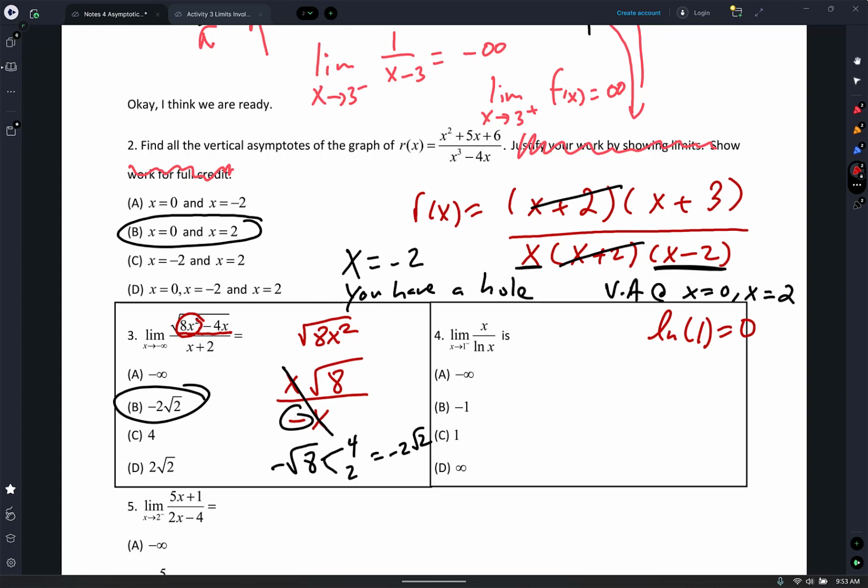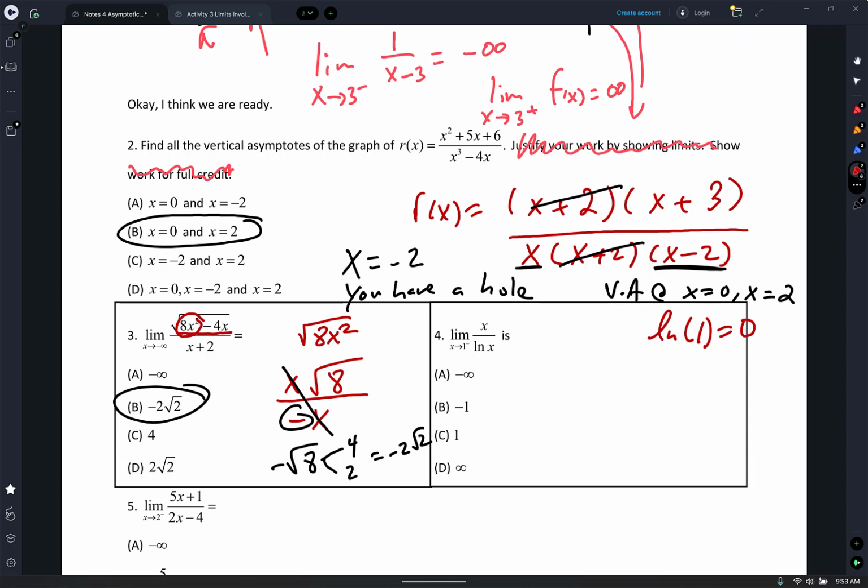ln of 1 is 0. ln of 1 is 0, guys. So I can't do direct substitution. If I do direct substitution, I get 1 divided by 0, so I definitely have a vertical asymptote. A number divided by 0, I'm going to have a vertical asymptote. All right, is it positive infinity or negative infinity?